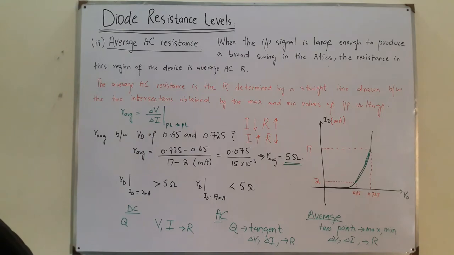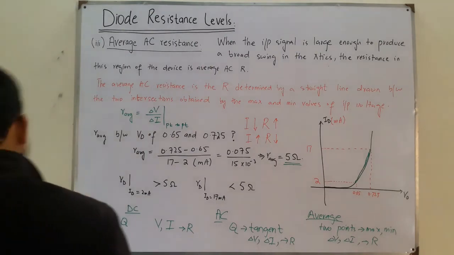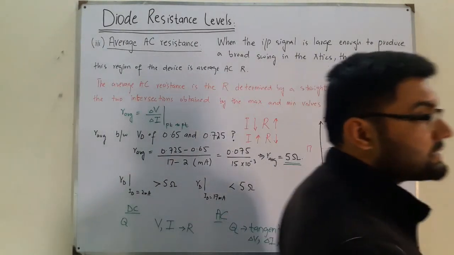This has been summarized in the book as well, so you have a table over there. That's all about the resistance levels.